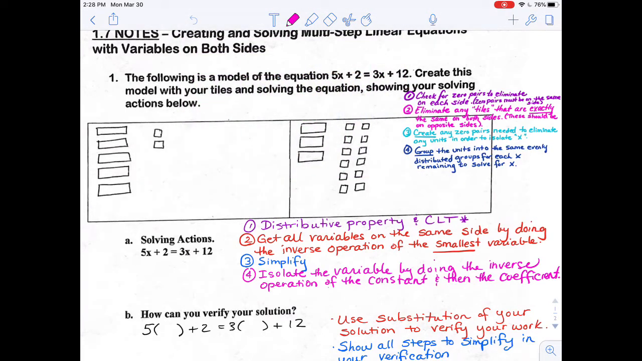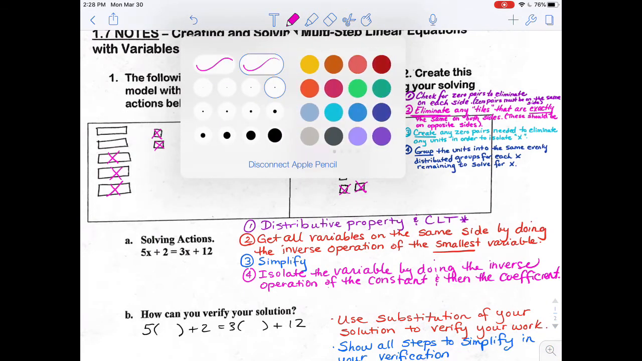Now we're going to go on to step 2. Step 2 says I need to eliminate. That means I'm going to cross off any tiles that are exactly the same on both sides, just like when we did that scale with our rocks and our crates. So I can get rid of 1, 2, 3 over here, and 1, 2, 3 over here. They're exactly the same. I also see some units that are exactly the same. I can get rid of these 2 units, and these 2 units.